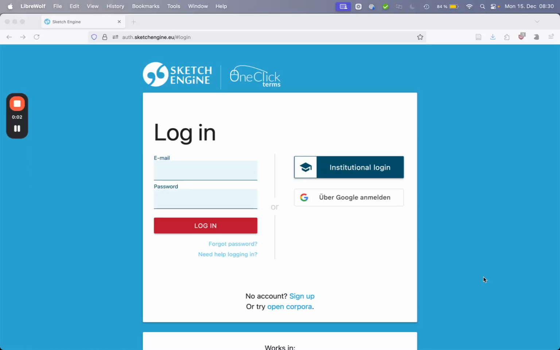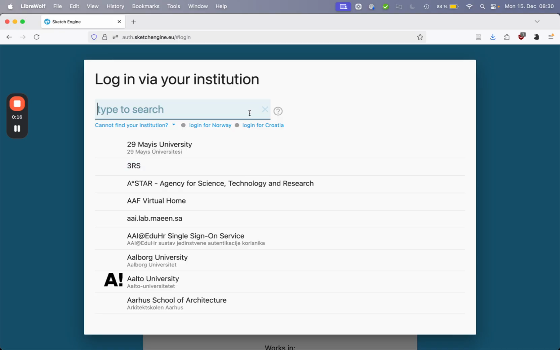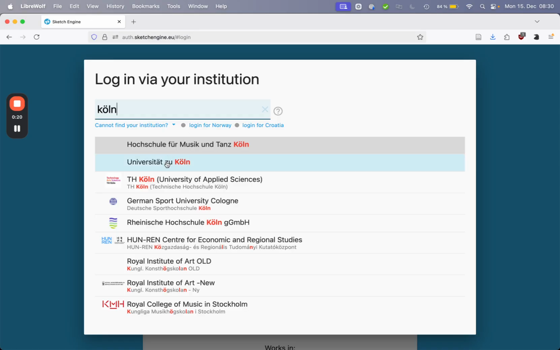In this video, I'm going to show you how to do a keyword analysis on a subcorpus of a corpus that is already uploaded on Sketch Engine. So if you have an institutional login, then that's the best way forward. Otherwise, you'll need to create an account.